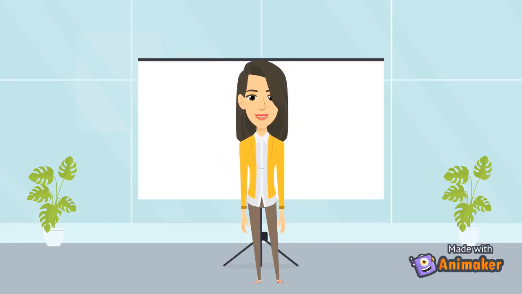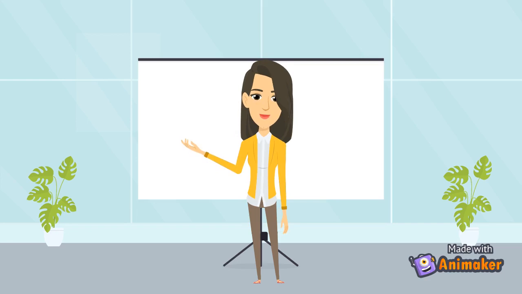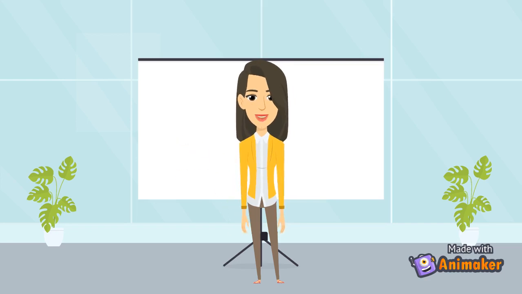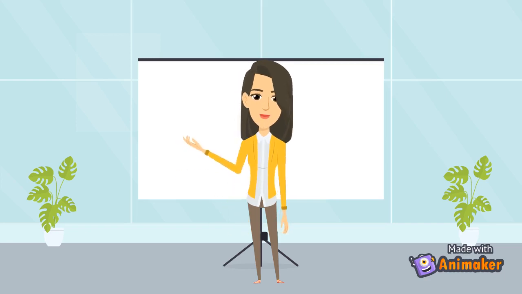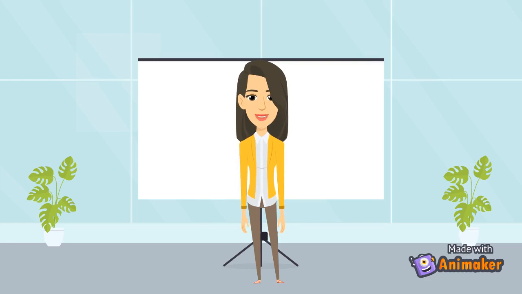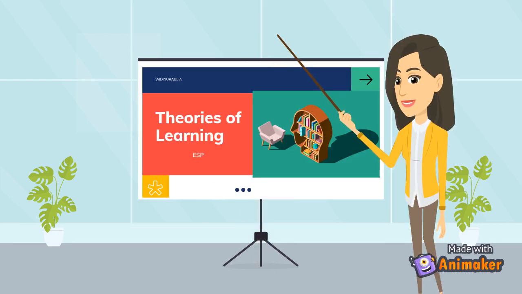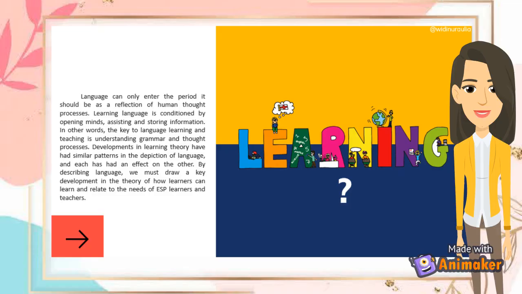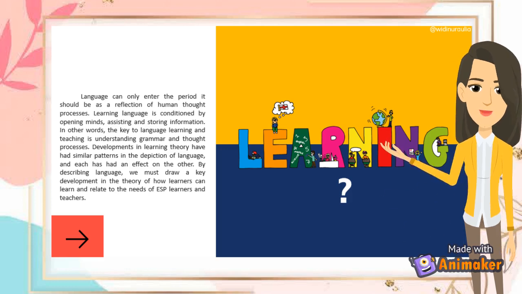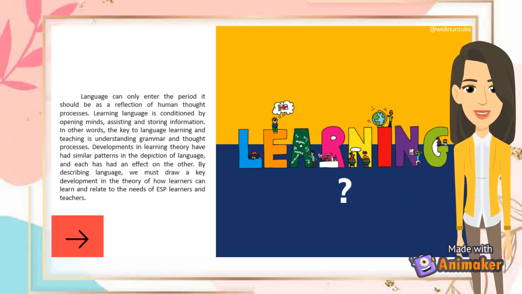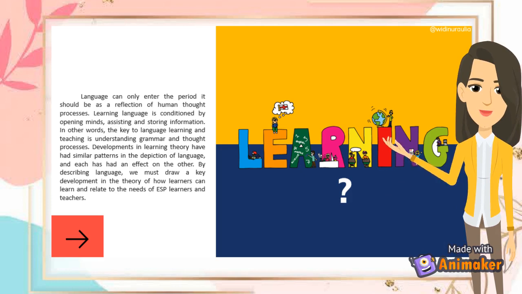Let me introduce myself. My name is Widinur Aulia, and in this opportunity, I would like to present material about theories of learning. The purpose of my presentation is to provide part of the material contained in the ESP. Let's start with the material. First, I will explain what theories of learning are.